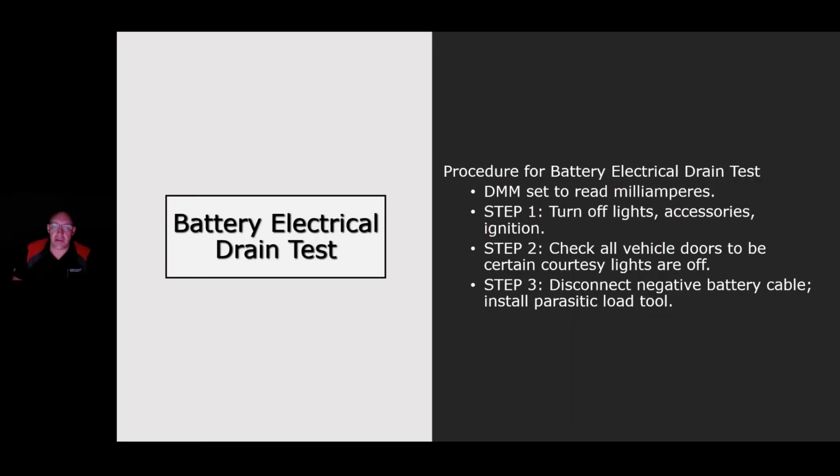Okay, battery electrical test drain. So proceed to the battery electrical drain test in this case. A DMM set to milliamperes, right? Step 1, turn off the lights and the accessories and the ignition. Now this is called parasitic drain. We're going to talk more about parasitic drain. I have some videos, and you have a separate module in Canvas about parasitic drain. You need to pay attention to that. You're going to be expected to do a parasitic draw test.